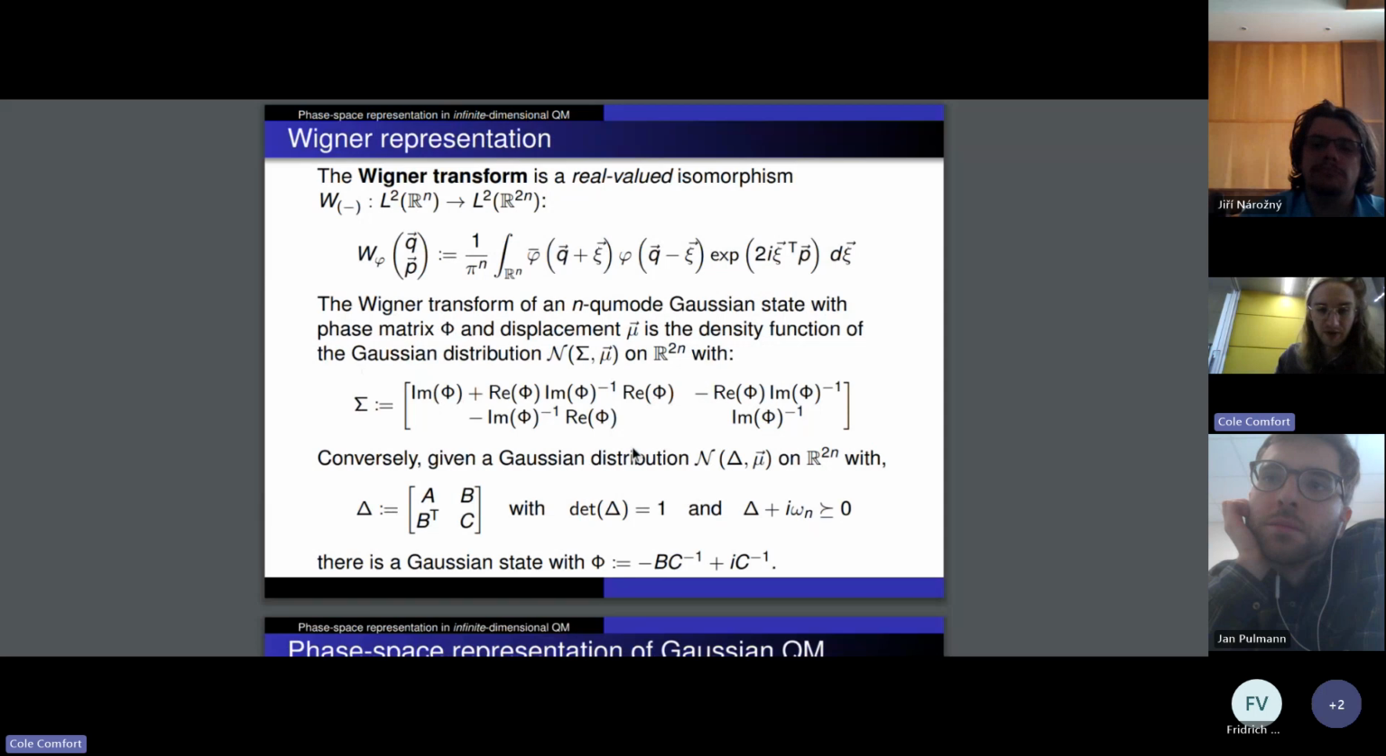Again, you can also go in the other direction. If you have a Gaussian distribution satisfying these conditions, this precisely gets you back to a Gaussian state where you take the matrix elements, and you do this thing, and you multiply the inverse of I with C, and you sum that together. So the way that this works is kind of mysterious to me. It's very beautiful, but to me it's almost like magic that this works.